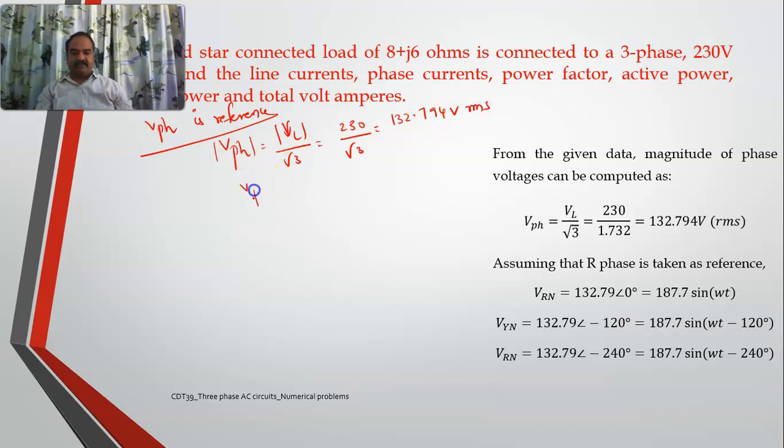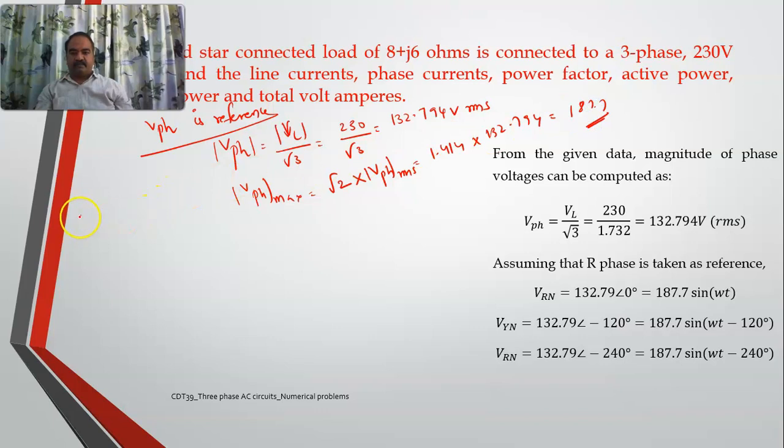Now if I want the maximum value, what I should do, we have discussed in the last class. It is √2 times V phase RMS. So it is 1.414 into 132.794, and you'll get somewhere around 187.7.